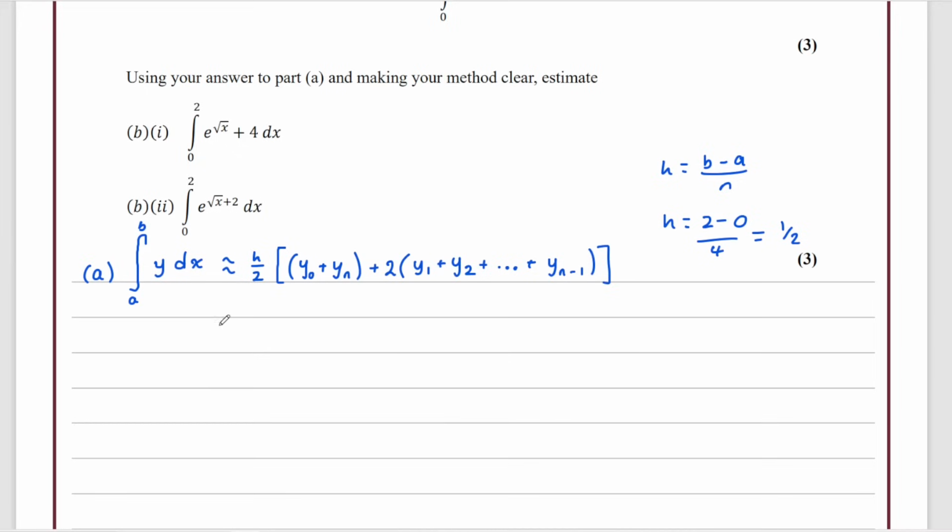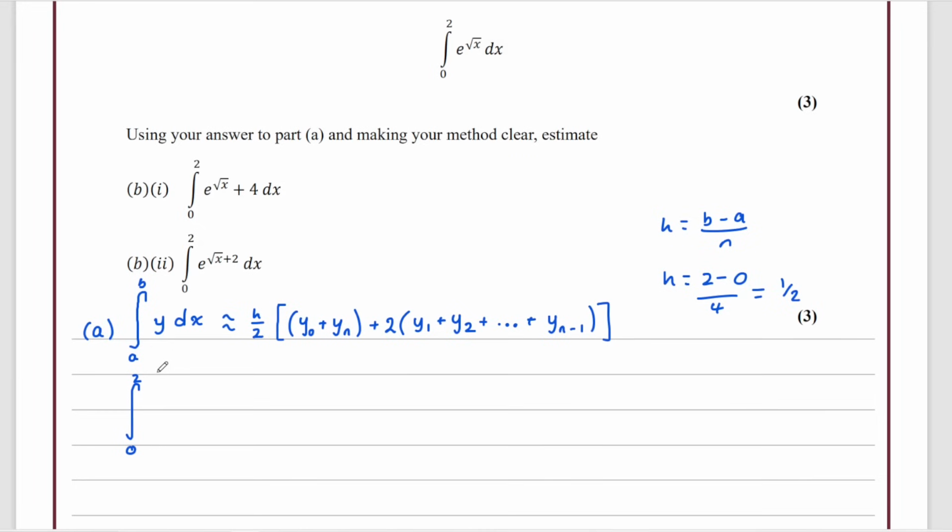Okay. So we put all this together then. The integral from 0 to 2 of e to the power the square root of x with respect to x will be approximately h over 2. Like we said, h for us is a half, so that's going to be a half divided by 2, so that will give us a quarter.